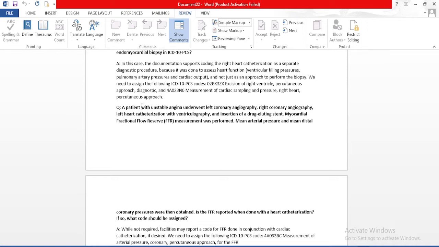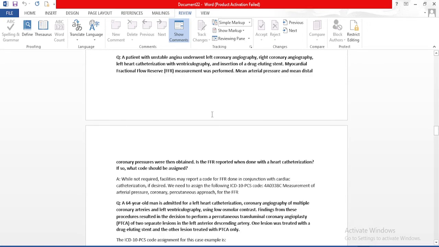So here basically we have used two codes. One is for the biopsy of the myocardium, and the second one is the right heart catheterization, as the physician has checked all the filling pressures of the heart. Here the right heart catheterization is not performed for any other procedure, so it is a standalone procedure.